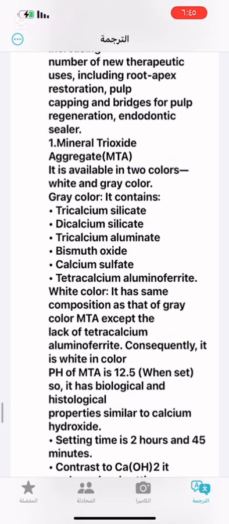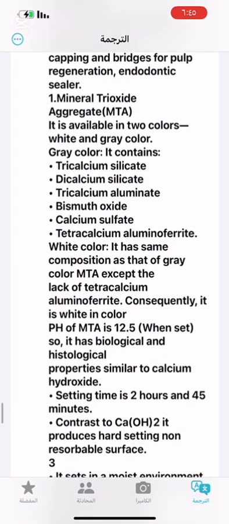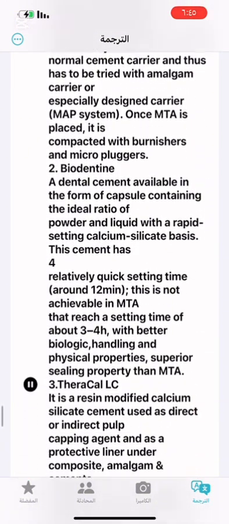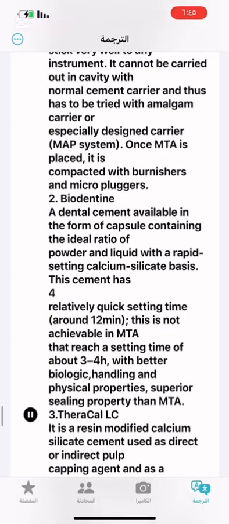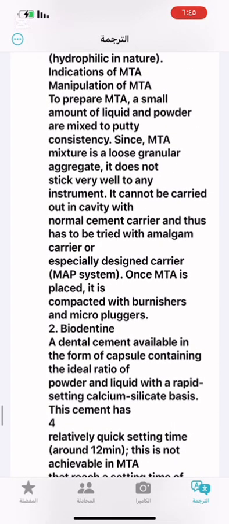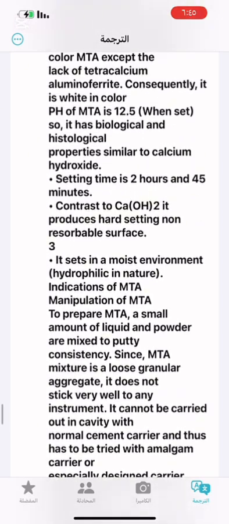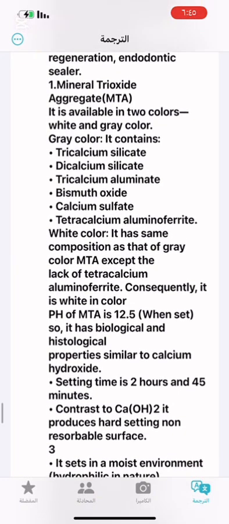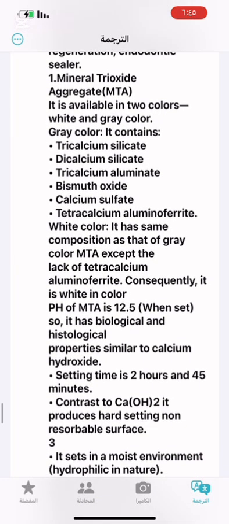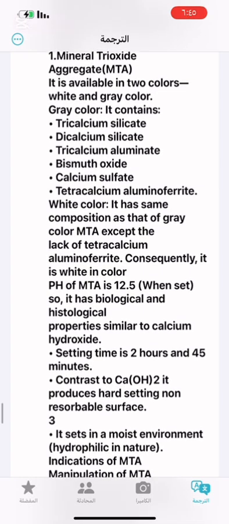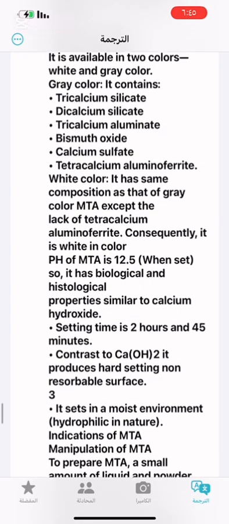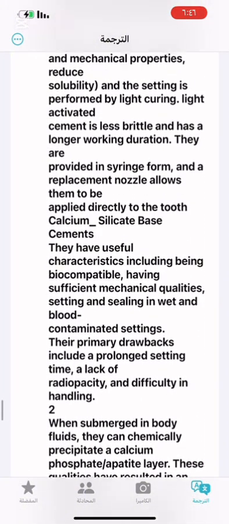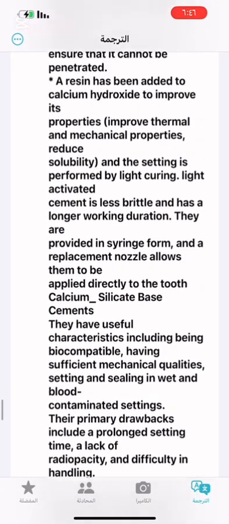A resin has been added to calcium hydroxide to improve its properties, improve thermal and mechanical properties, reduce solubility, and the setting is performed by light curing. Light activated cement is less brittle and has a longer working duration. They are provided in syringe form, and a replacement nozzle allows them to be applied directly to the tooth.